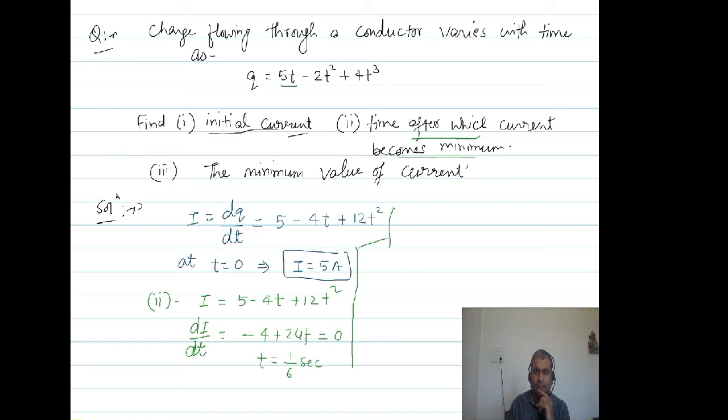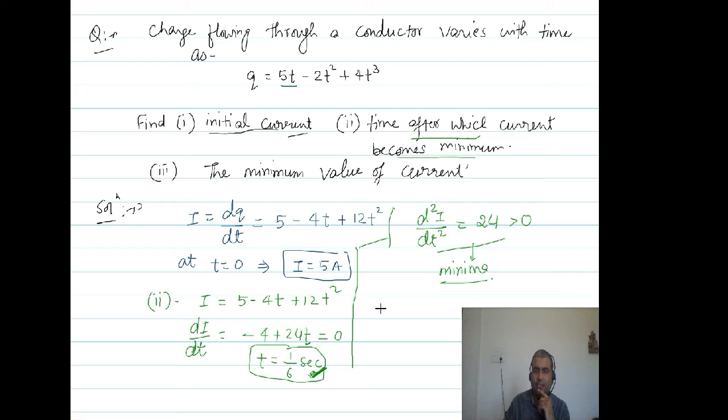Up to this step we actually can't say about maximum or minimum. In order to be sure, we'll have to differentiate the previous equation further, d2i over dt square, and this comes out as 24, which is greater than 0. So this is the characteristic for minima, isn't it? That means this time is the time at which current is becoming minimum. So for the second part, the answer is t equals 1 by 6 seconds.